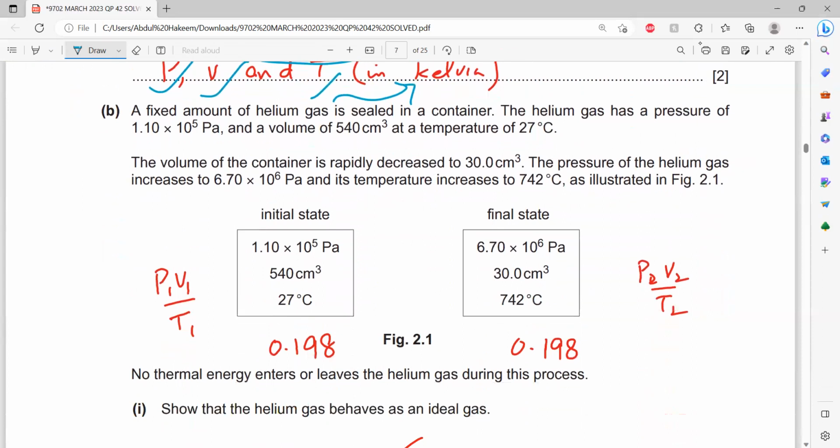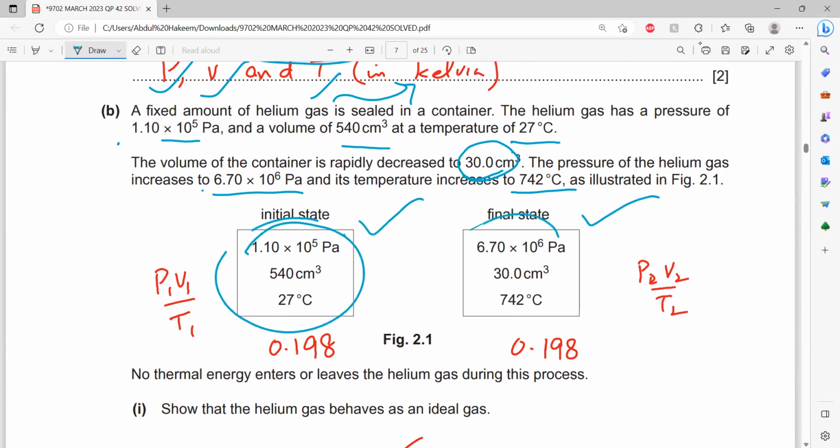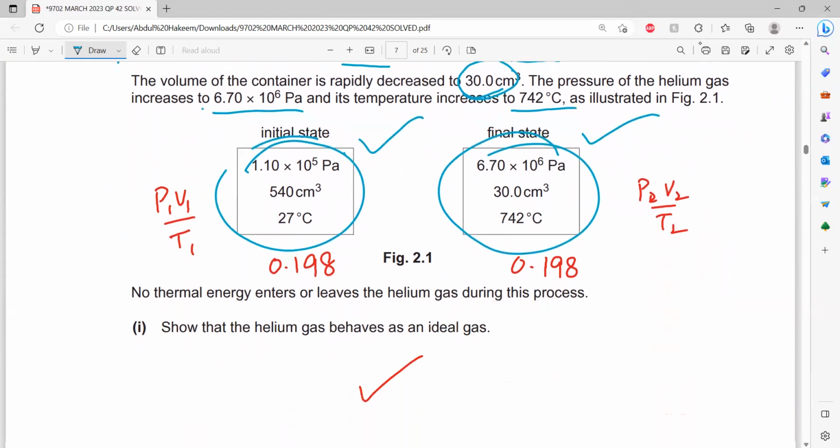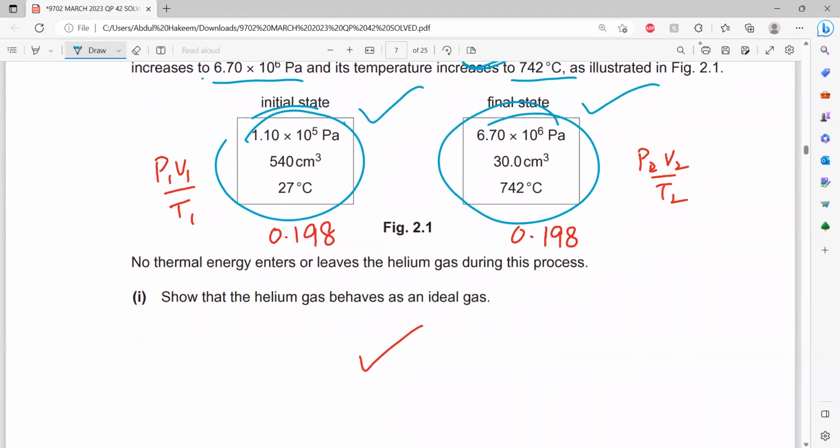Next, a fixed amount of helium gas is sealed in a container. The helium gas has a pressure given as 1.1 times 10 to the power 5. This is the volume, this is the temperature. The volume of the container is rapidly decreased to 30. The new pressure and new temperature are both given in these boxes. And the question is, no thermal energy enters or leaves, meaning delta Q is 0.